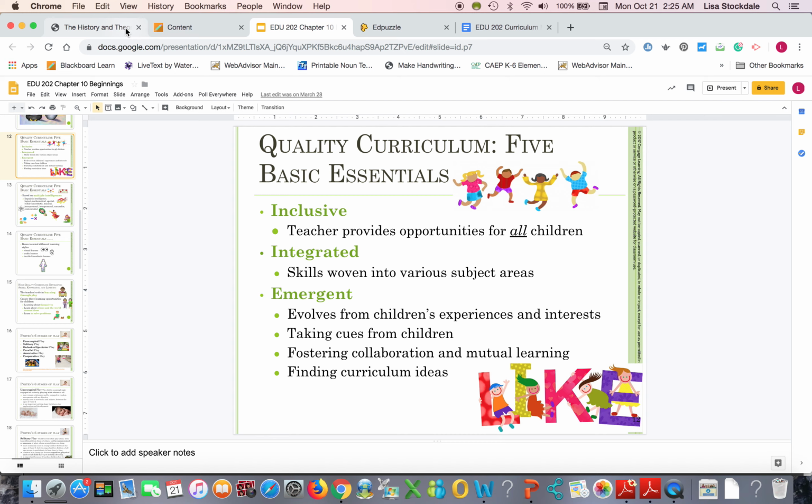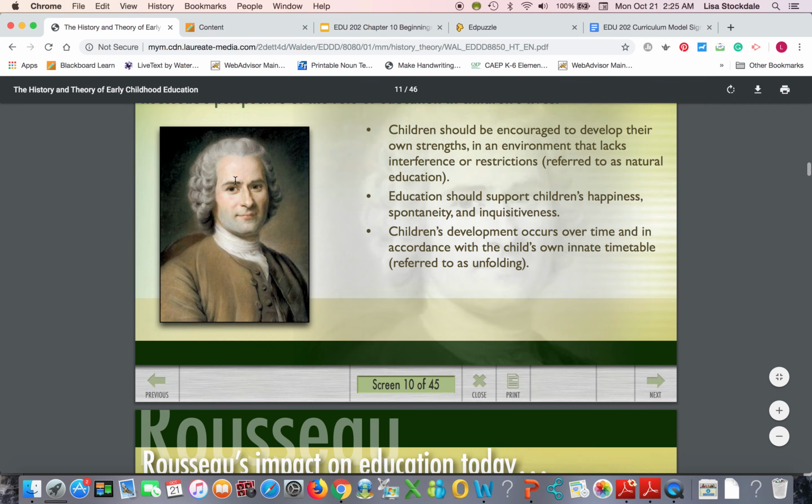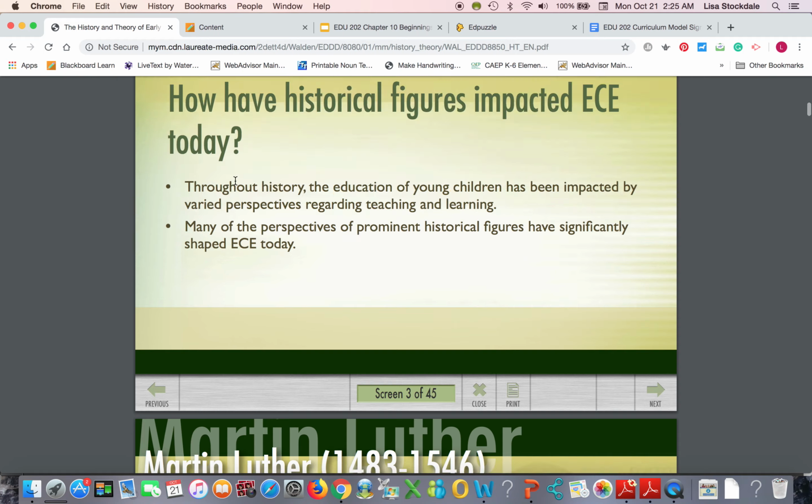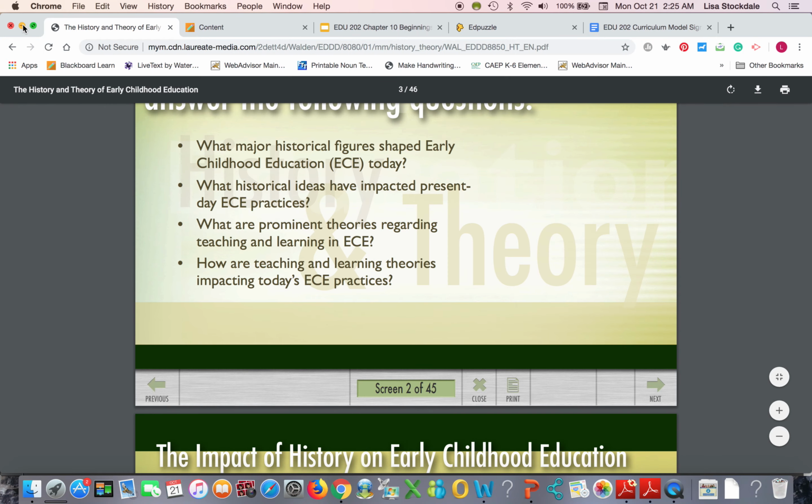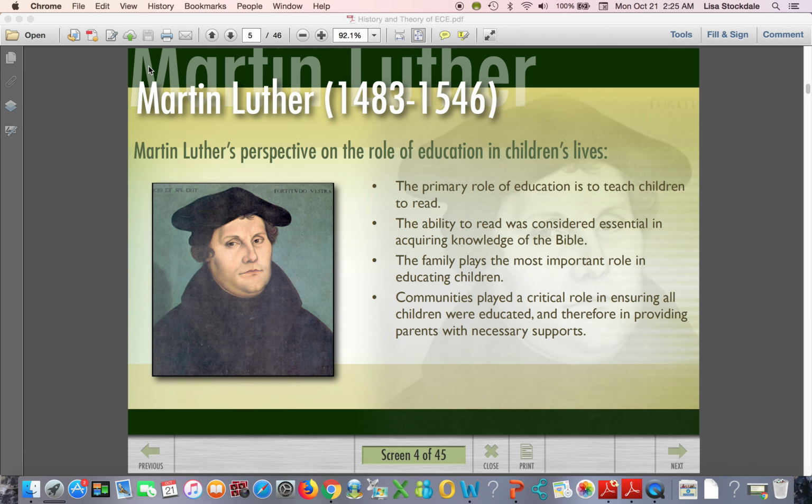I want to review a little bit about some of the people that you may have read about, or you should have read about, in your readings this week. And I'm only going to really focus on about 5 of them, starting with Martin Luther.